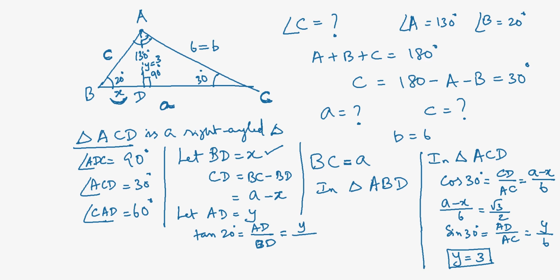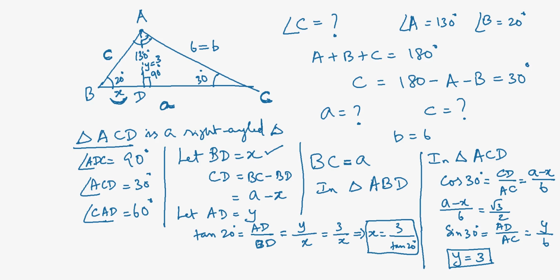So tan 20 is AD over BD, that is y over x. So we know that y is 3, so it is 3 over x. So simply this tells us x is 3 over tan 20. Let's say if we have a calculator, we can substitute the 20, because 3 by tan 20 is a number. That is what we want, right? Now we got the x and y.